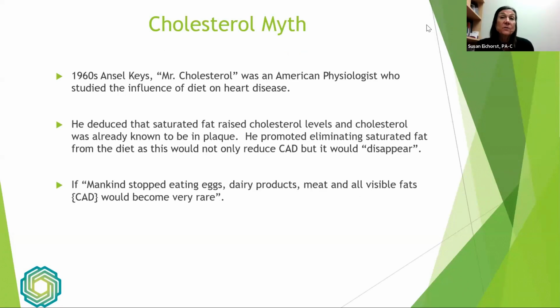When we look a little further, we find a guy named Ansel Keys. Ansel Keys was an American physiologist in the 1960s and 1970s. He was really looking at the influence of diet and heart disease. And he deduced that saturated fat raises cholesterol levels in the blood. And this is true. We know this for a fact. Since cholesterol had already been known to be associated with plaque, and it was assumed that higher cholesterol levels meant higher plaque levels and higher death, he started promoting that if we eliminated all these saturated fats from the diet, this would not only reduce coronary artery disease, but it would just frankly disappear.